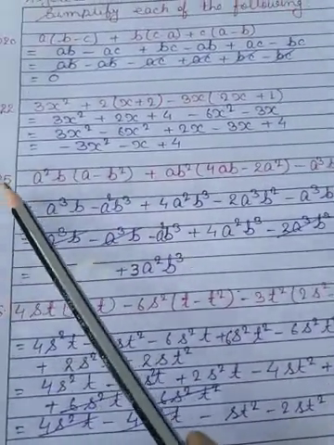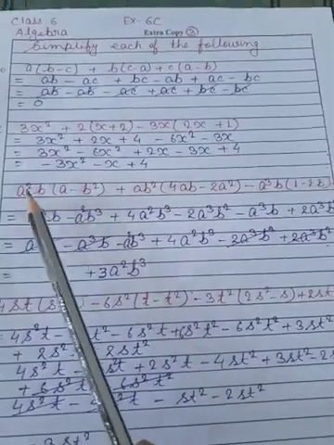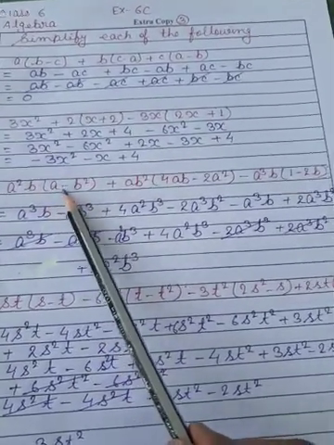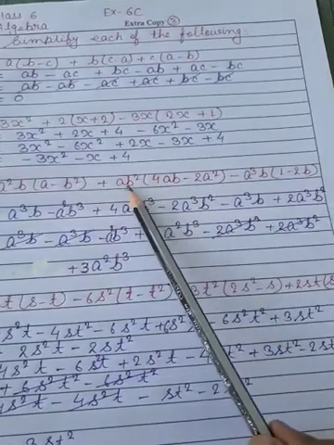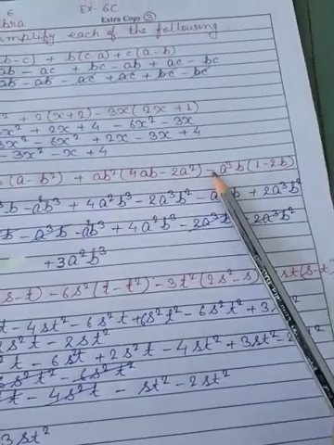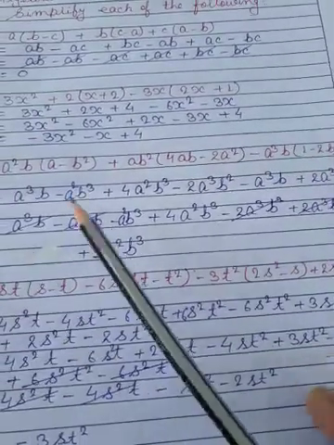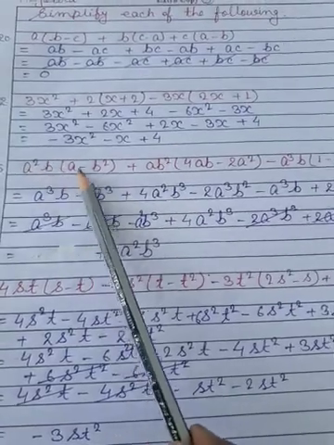Now come to question number 25. 25 is also a similar sum: a square b bracket a minus b square plus ab square bracket 4ab minus 2a square minus a cube b bracket 1 minus 2b. So once again, first we will simplify the brackets.